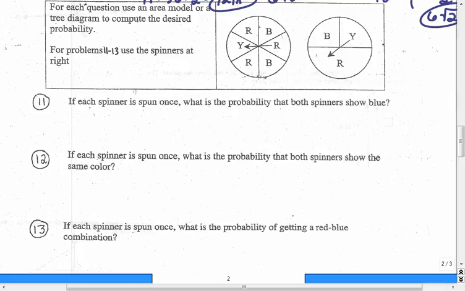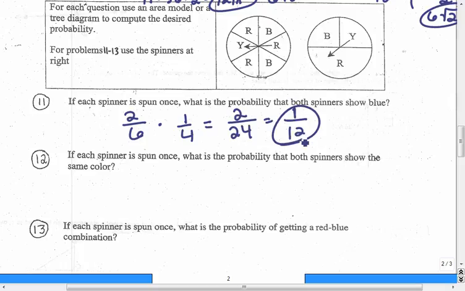Okay, if each spinner is spun once, what is the probability that both spinners show blue? So our probability for the first spinner for blue is 2 out of 6. The probability for the second one is 1 out of 3. So I'm going to multiply those together. Okay, actually the probability for the second one is going to be 1/4, since 1/4 of this spinner is blue. So I'm going to multiply those together. It's going to be 2 over 24, which I can simplify to 1 over 12.